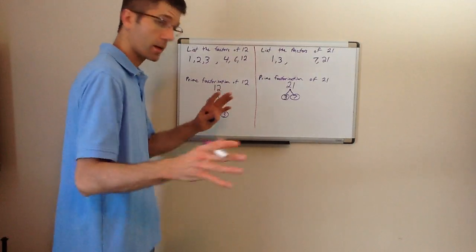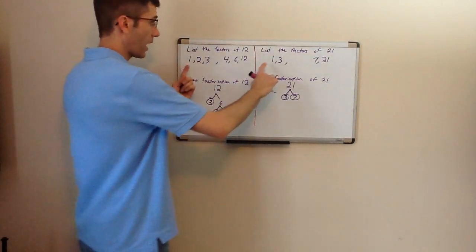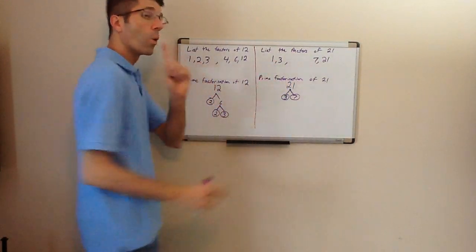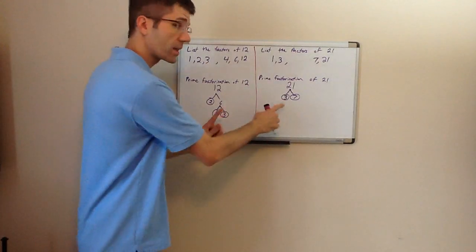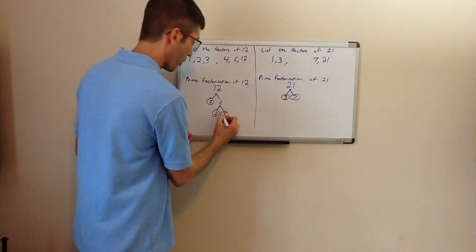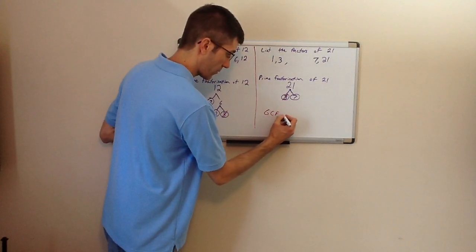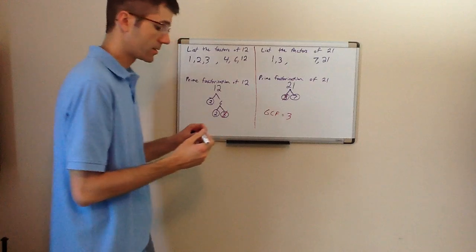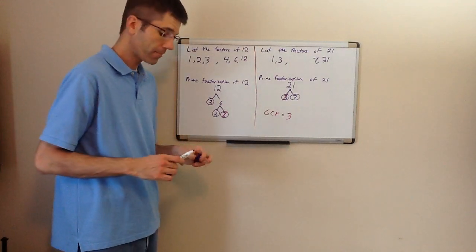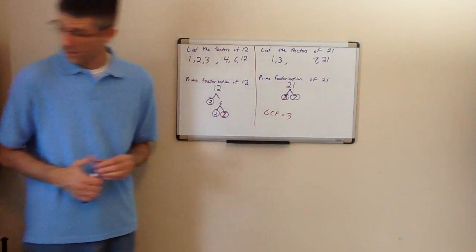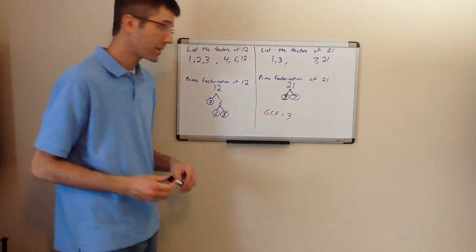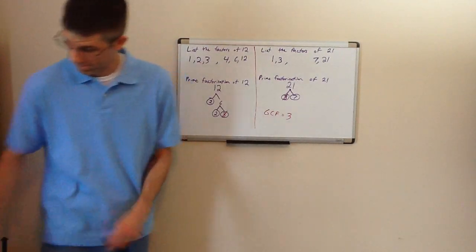Okay, again, what's the largest thing that they have in common? 3. What do they have in common if we do it the other way? Then they have a 3 in common. So I can say that the greatest common factor between these two numbers is 3. All right, let's do one more example. That example is going to be 11 and 15.